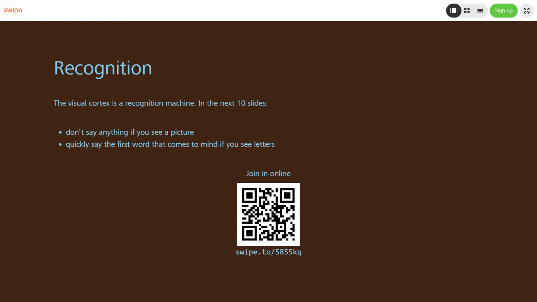So we're going to talk about sight words, we have to talk about recognition. And when we say sight words, we're talking about the visual representation of a word, which is different than the oral representation of a word. A visual representation of the word is made to be recognized visually. It's made out of visual components. And our visual cortex is this recognition machine. So we're going to play with this in the next 10 slides.